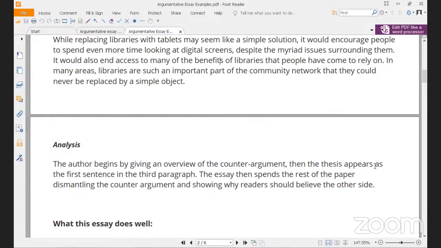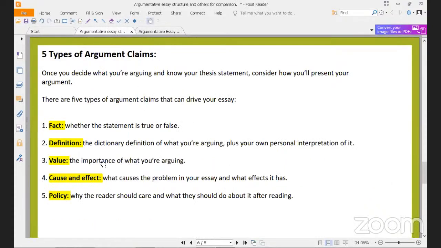Then the thesis appears as the first sentence in the third paragraph. The essay then spends the rest of the paper dismantling the counter argument and showing why readers should believe the other side. That's what Camila is talking about. So yes, in this case, we're talking about a value argumentative essay. Good job, man.